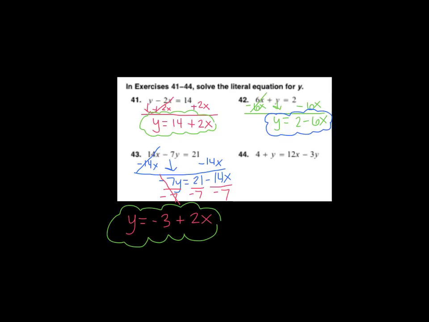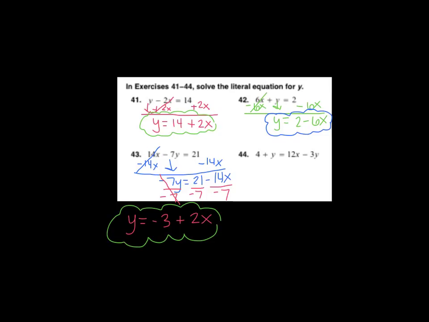Alright, so now let's go ahead and look at number 44. So 44 is different than 43 because we have a constant, which is 4, plus y, equals 12x minus 3y. So if I'm trying to solve for y, before I can get y alone, I've got to make sure all the y's are together on one side of the equation. So that's actually what I'm going to take care of first.